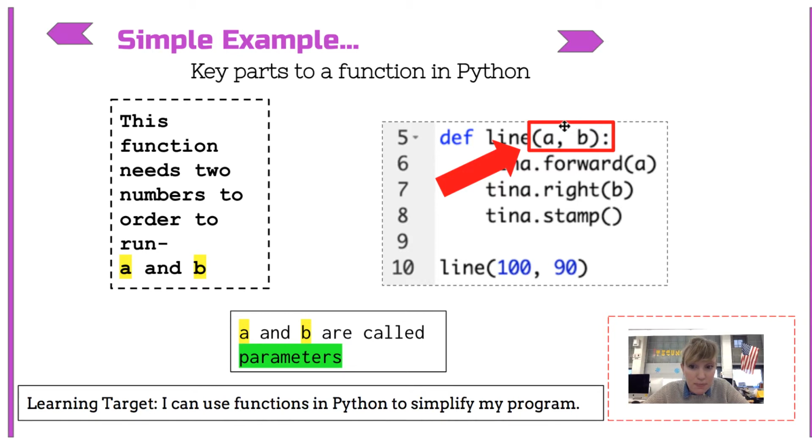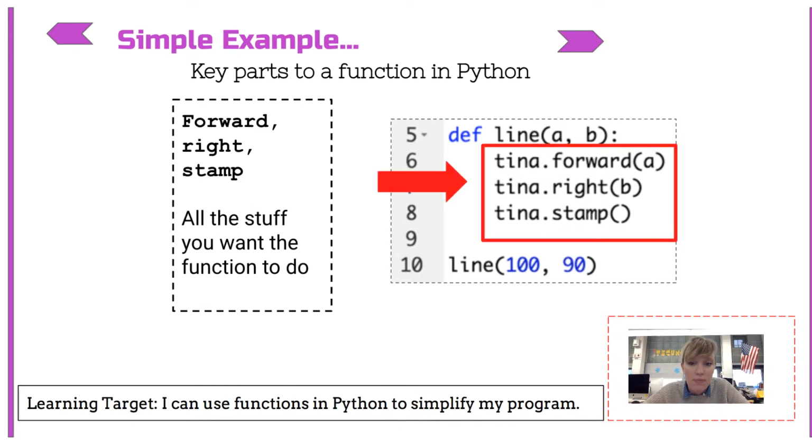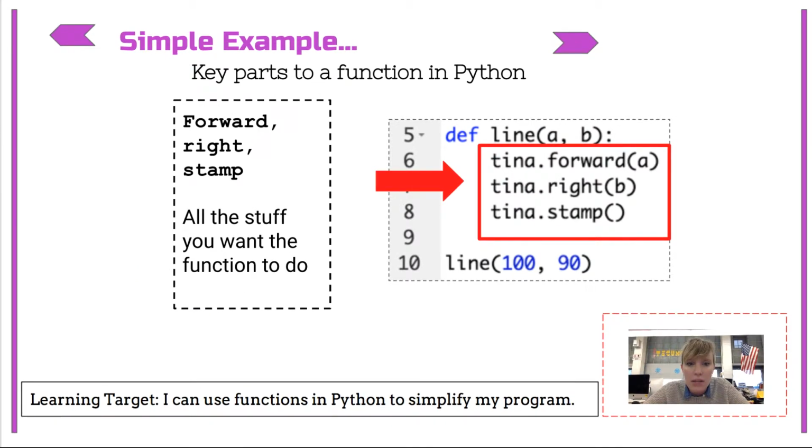So these are going to be the letters that represent the numbers later on. But if you do have them, those are called parameters. Okay, so a and b are called parameters. Okay, the parts of a function, so the forward, right, and stamp, these are all the actions that you want the function to do. And they are part of the function because they are tabbed into the function.